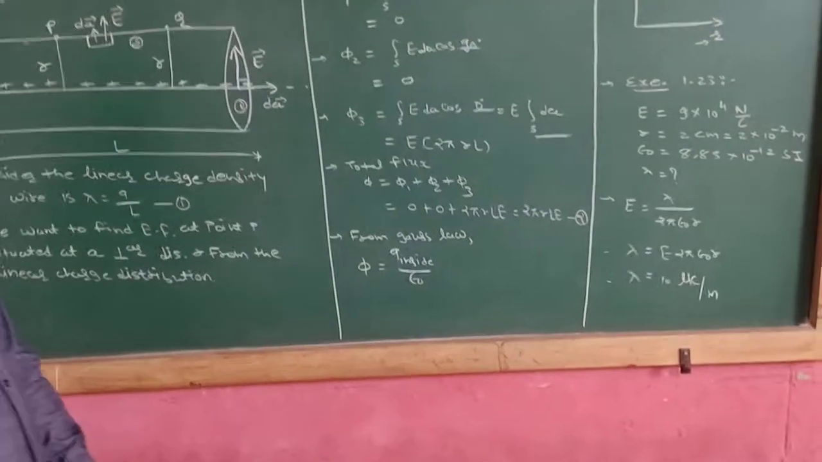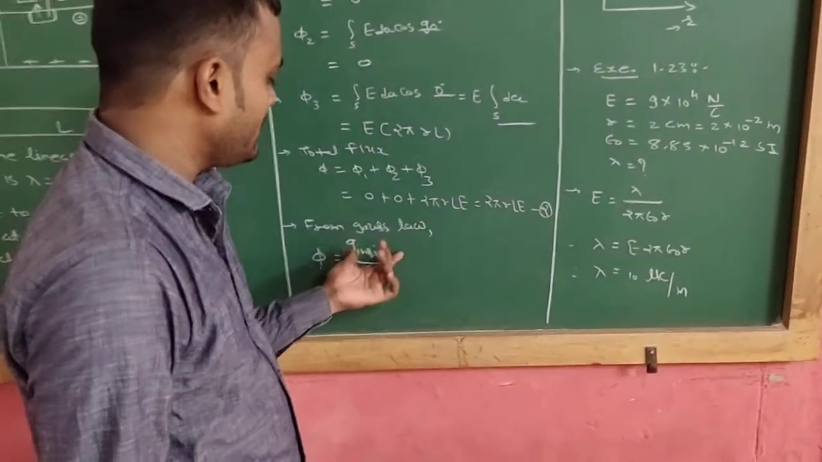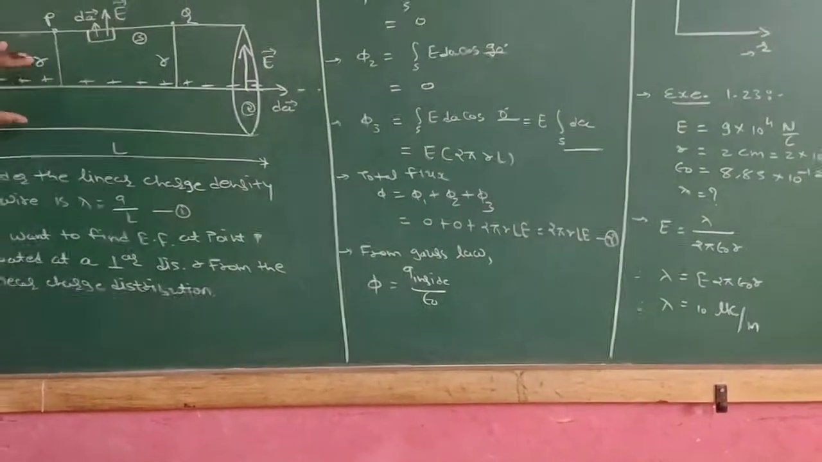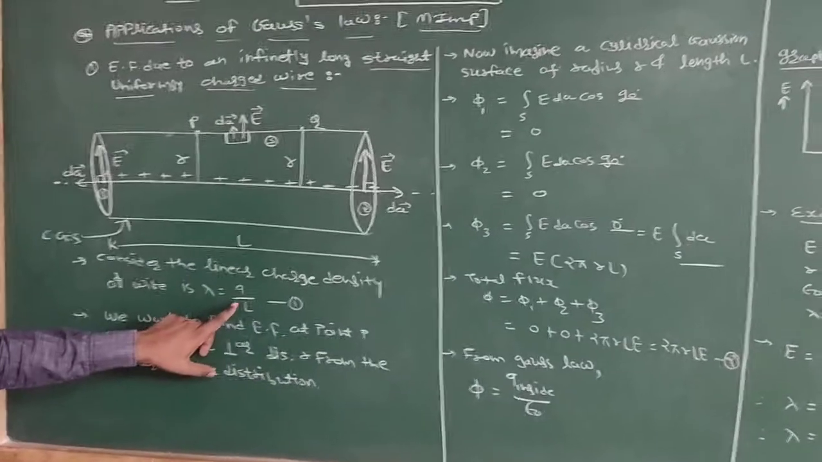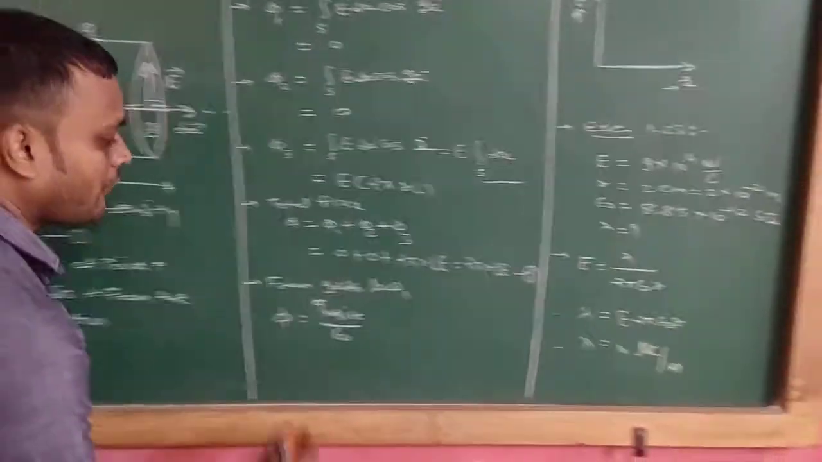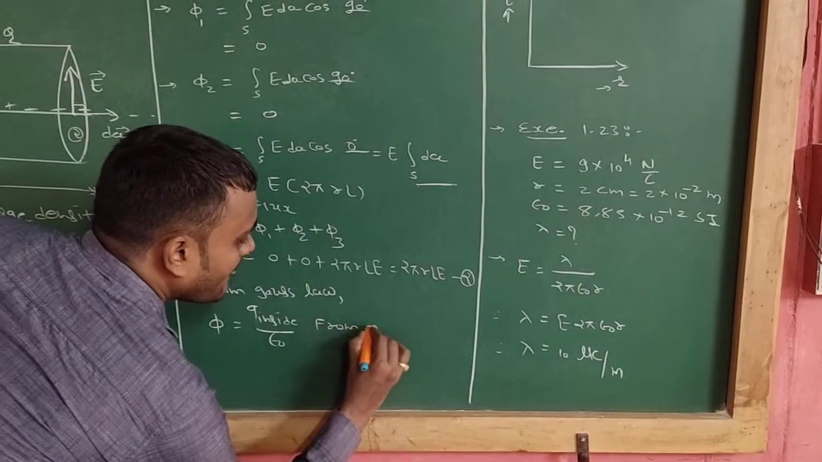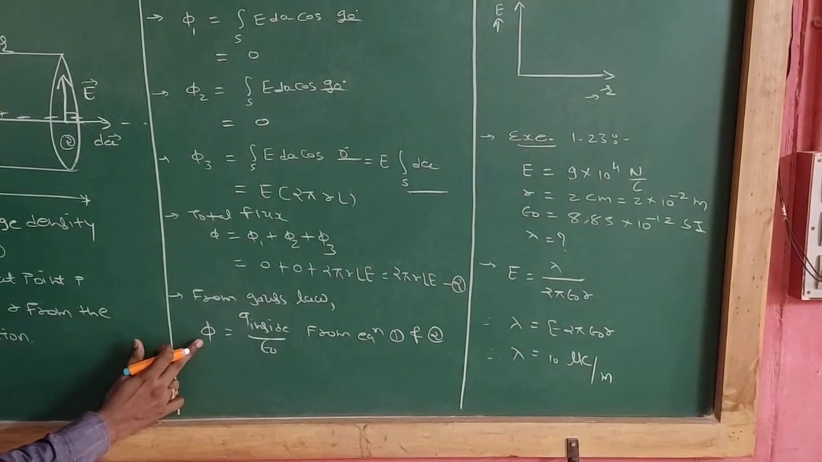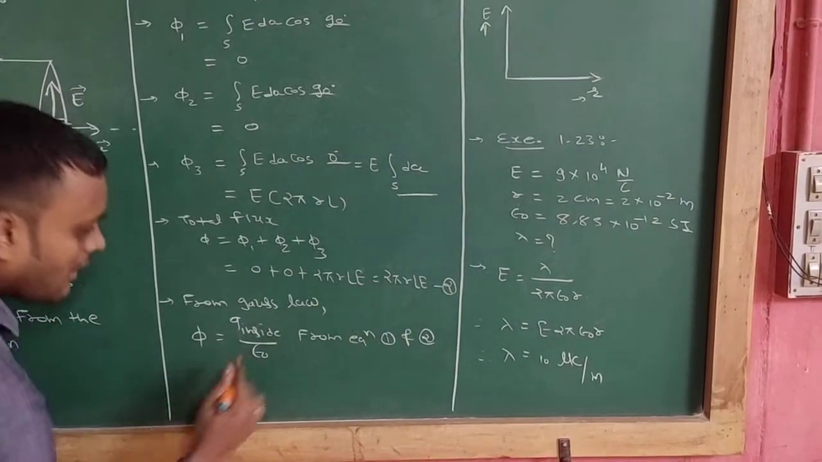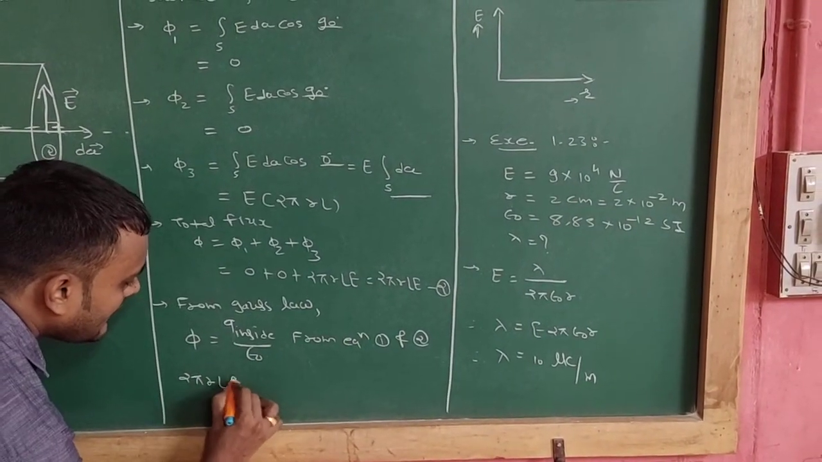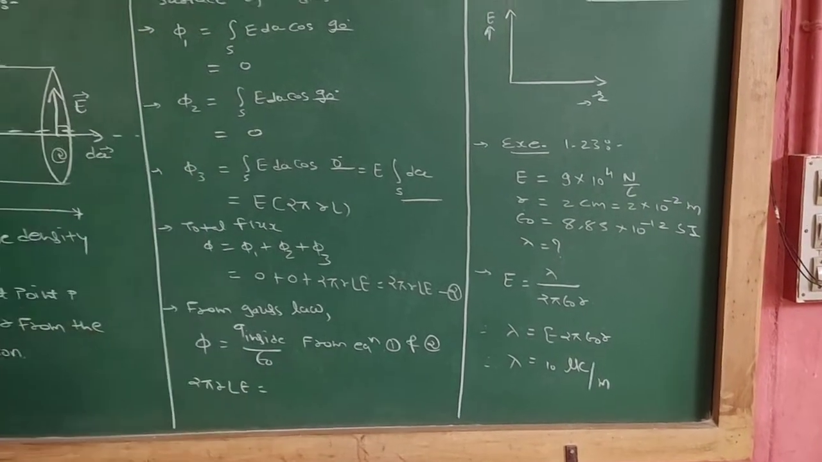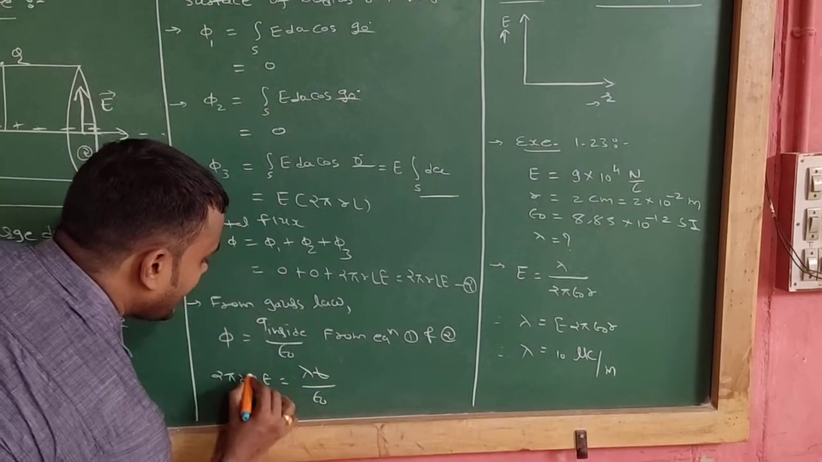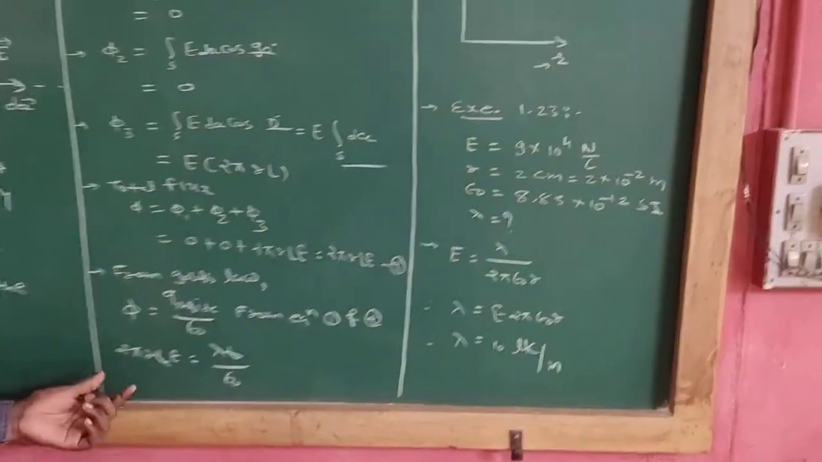From Gauss law, what is the Gauss statement? Phi equal to Q inside upon epsilon naught, where Q inside is the charge enclosed by this cylindrical Gaussian surface. So what is that from equation 1? Lambda into L. So from equations 1 and 2, by putting the value of Q inside as well as the total flux, what is the total flux? 2 pi RLE is equal to Q inside from equation 1, lambda into L upon epsilon naught. L cancels out. Okay, L cancels out.